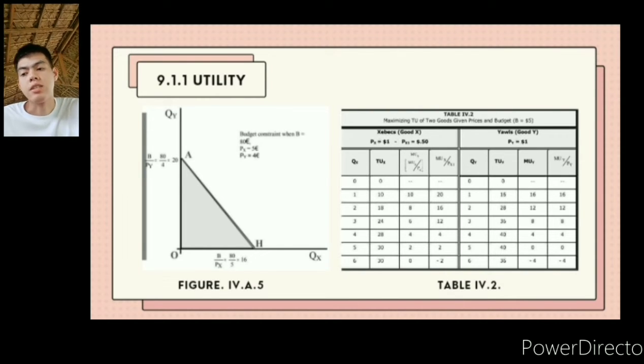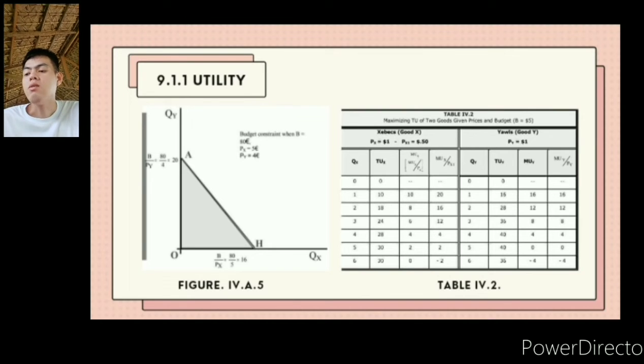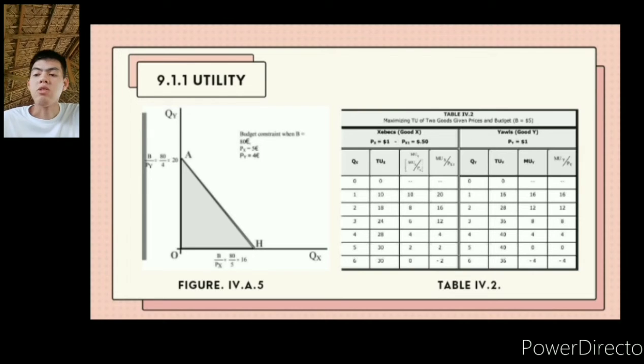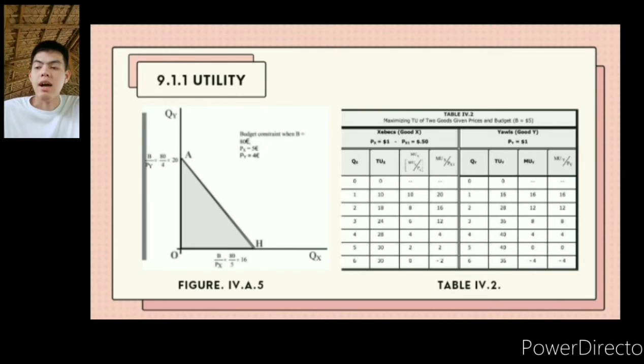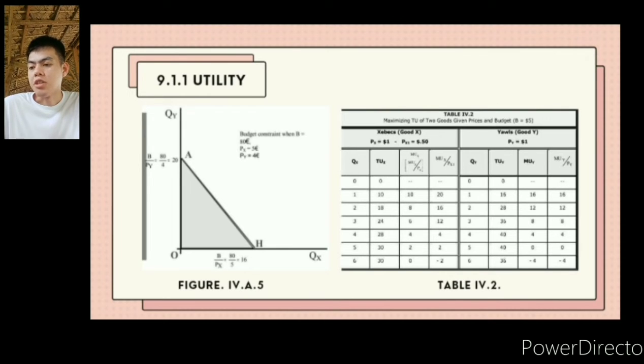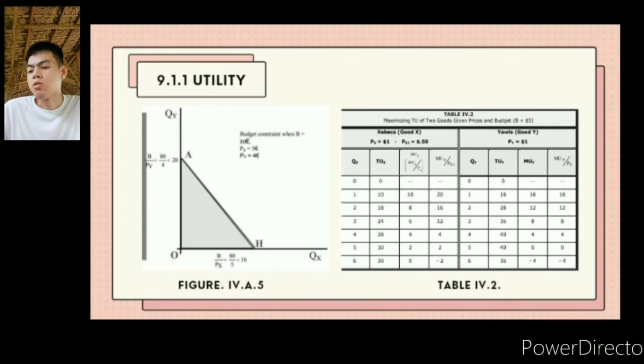Ito ay mapopurchase. Nagkaiba yung X and Y dun sa dami ng units. Yung Y ay 20 units, samantalang yung X ay 16. As we see, those units point to A and H on the Y and X axis. Kung mapapansin nyo, may line na nakapoint dun sa A and H na nagre-represent dun sa maximum combination of goods X at Y, which can be bought given the budget and prices.